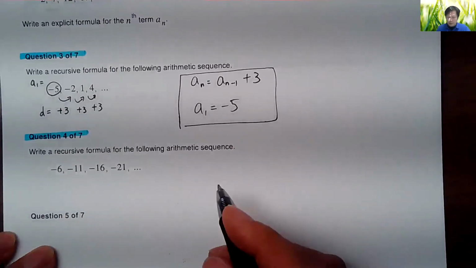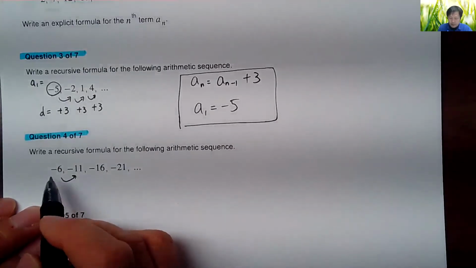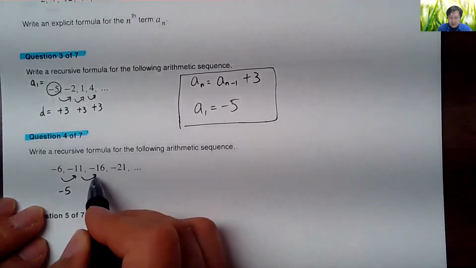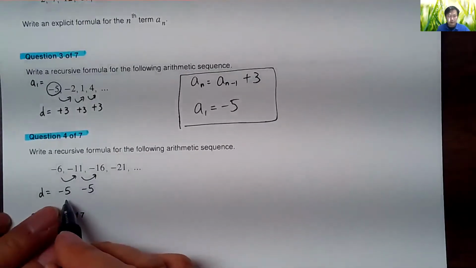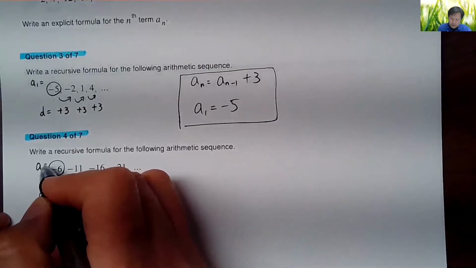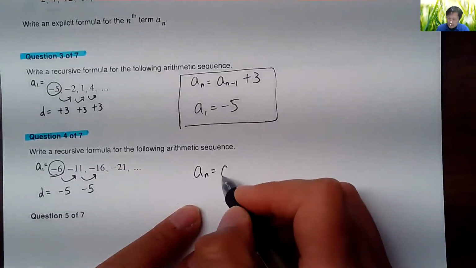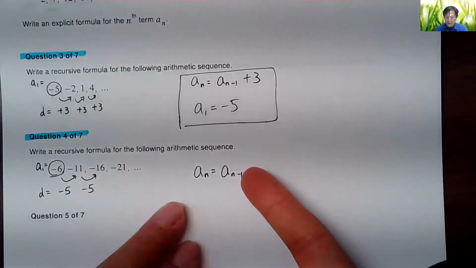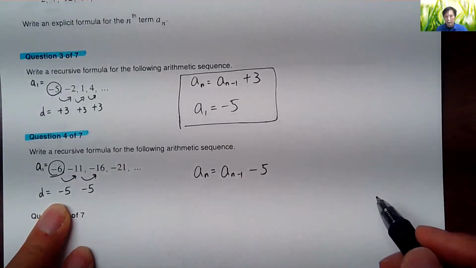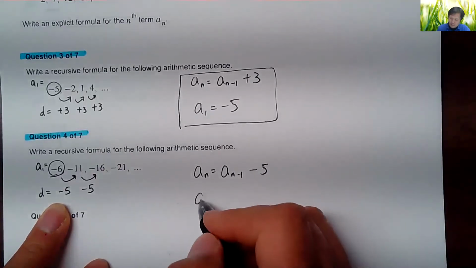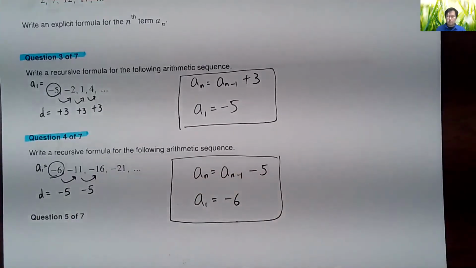Pause it, try it. Here is my work for you. Again, get the difference. Minus 11 minus minus 6 will be minus 5. Minus 16 minus minus 11, you get minus 5. You get the idea. The difference is minus 5. The first element is minus 6. So what do you do? Recursive formula: a sub n equals a sub n minus 1 plus the difference. The difference is minus 5. That's the same as plus minus 5, which becomes minus 5. The first term is minus 6. Done. That is how you write a recursive formula.